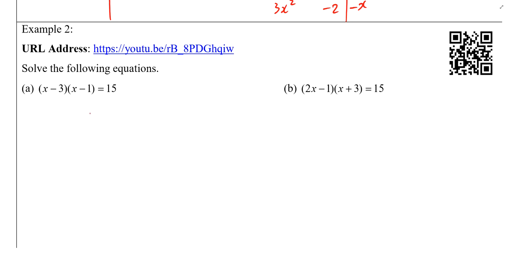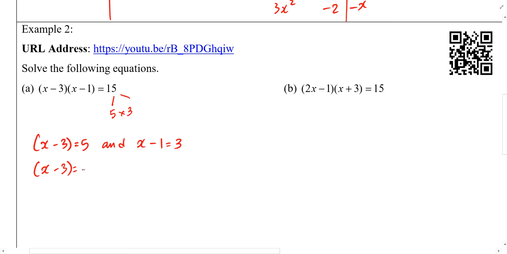Okay, let's consider that. 15 is maybe 5 times 3. Right? So what is the conclusion? Can I say that x minus 3 equals 5 and x minus 1 equals 3? Can or not? Why not? Why cannot? It's correct. Oh, then why can't it be x minus 3 equals minus 1 and x minus 1 equals minus 15?